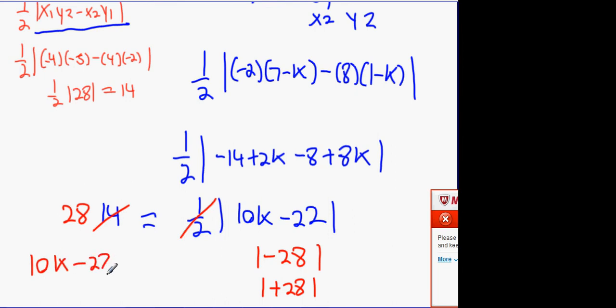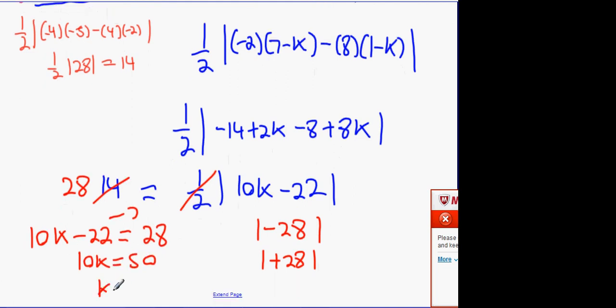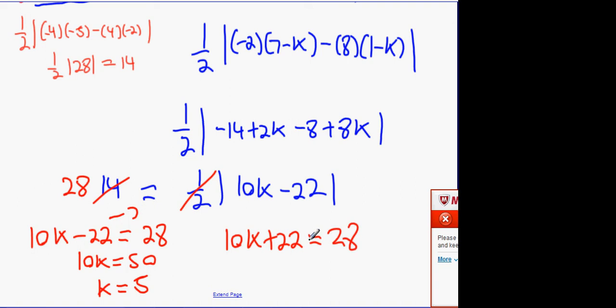10k minus 22 equals 28. Bring the 22 over the other side and you get 10k equals 50, k equals 5. The other way of doing it would have been to do the exact same thing, except this time you would have got 10k minus 22 equals minus 28. 10k equals minus 28 plus 22, which is minus 6. K equals minus 6 over 10, which is the same thing as minus 3 over 5. That's actually a quicker way.